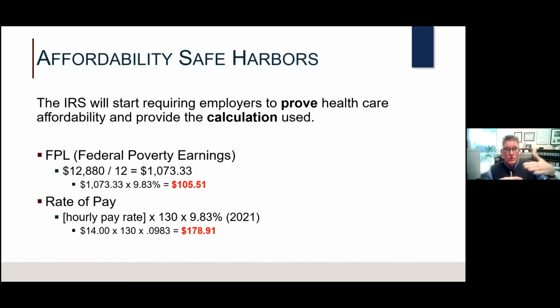Rate of pay provides more headroom when that occurs. Rate of pay is based upon the hourly rate of pay of the employee, and there's a statutory calculation: that rate of pay times 130 times the affordability percentage, and for 2021, that puts you at $178.91. I get asked occasionally, why 130? What does that mean? 130 is the IRS equivalent of a full-time staff person working 30 hours per week. They believe that the 130 is a fair equivalent of that on a monthly basis, and so that's the statutory calculation.